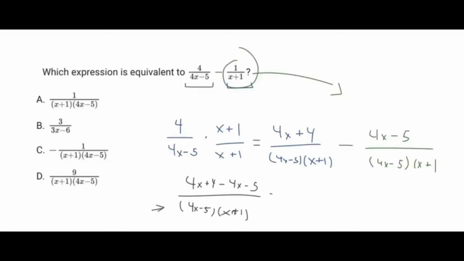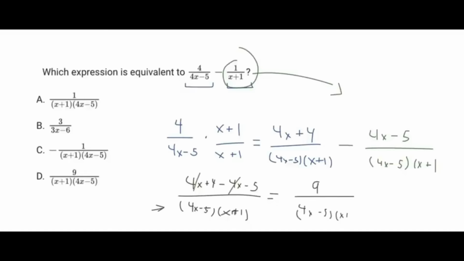So let's just evaluate the top part, right? With 4x minus 4x, those two are going to cancel, right? So that's just going to be 0. But now in our case, we have 4 minus negative 5. So we're really just adding 5 to 4. So that's going to be 9. So you have 9 on top, and then 4x minus 5.